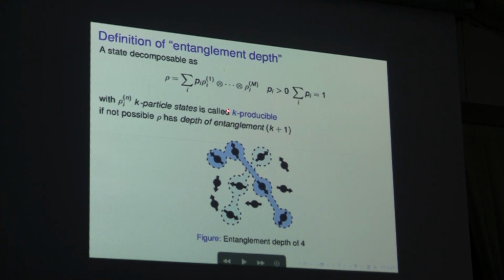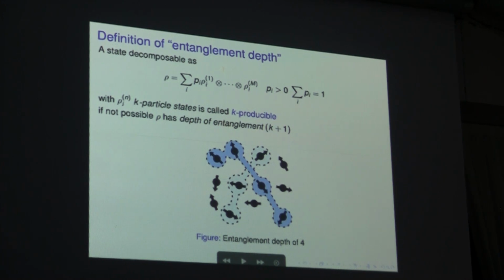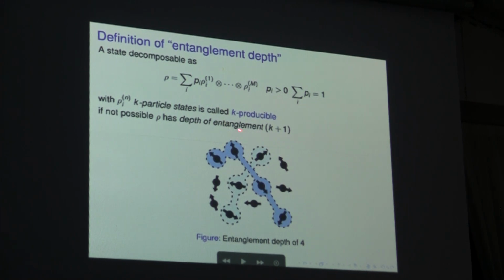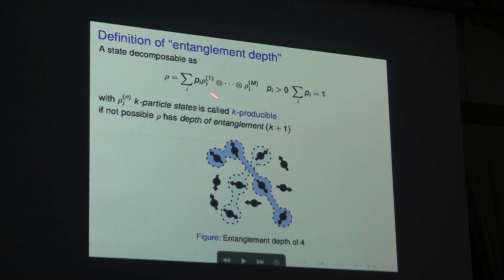So, in other words, you define such a state which is still a product state, but now the units are not single-particle states, but many-particle states. Depending on how many particles there are in the largest unit, which is the highest number of particles in the units, you call the state K-producible. So in this case, for example, the state is 4-producible because you need at least one of the units made by 4 particles.